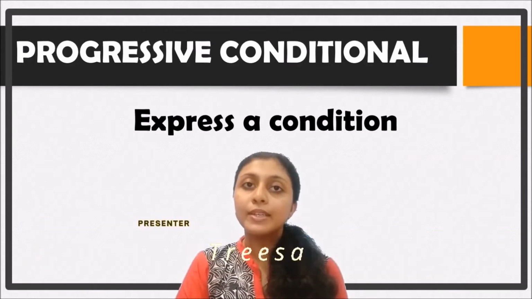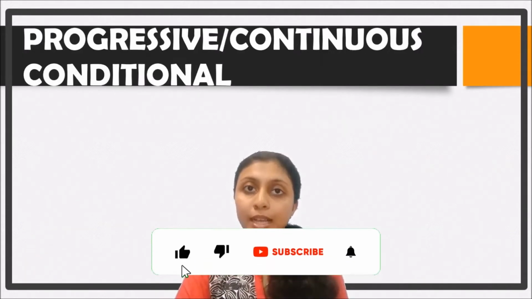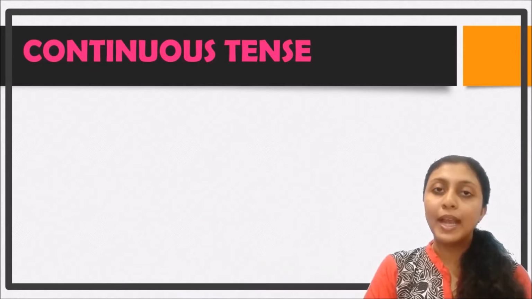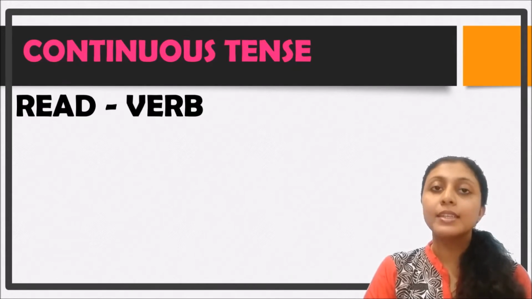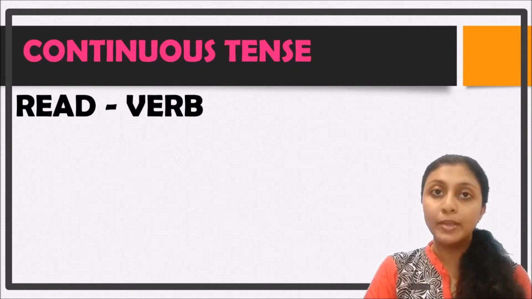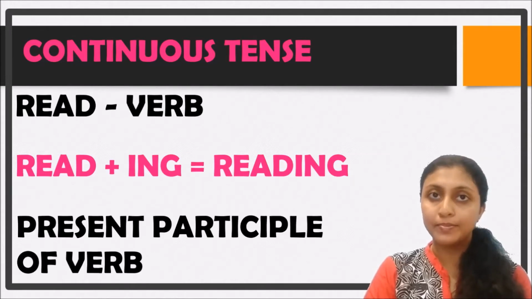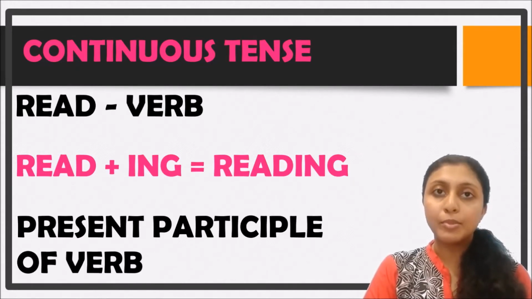The progressive conditional can also be termed as a continuous conditional. The continuous tense of a verb is formed by adding the ing to the main verb, which means if the verb is read, then the continuous form of the verb would be reading, and it can also be termed as the present participle. Using the present participle form of the verb, we form the continuous conditional tense.